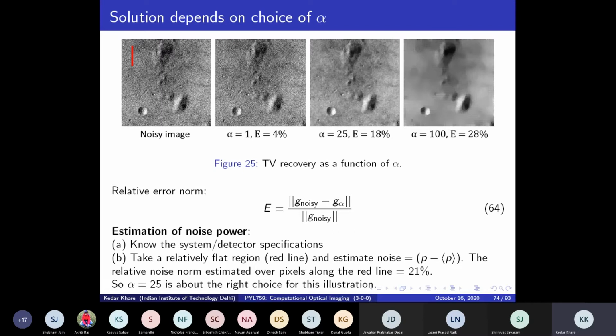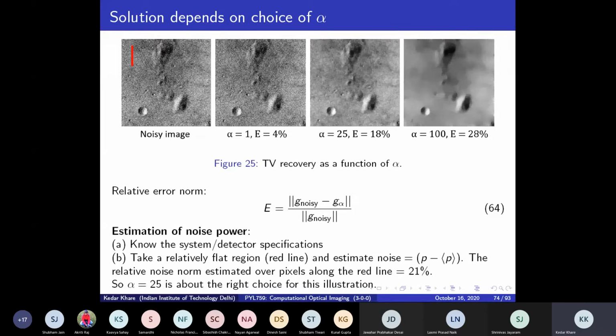Now, if you don't know about the hardware specifications and things like that, you can also do something simple. What I have shown here is that in the noisy image, there is a red line. I can say that in this region, typically, the image looks like it is going to be flat. So I can look at the pixel values P and subtract, say, the mean of all those pixel values. This P minus mean of P is going to be the noise, because I know that in this region, the image is probably kind of flat.